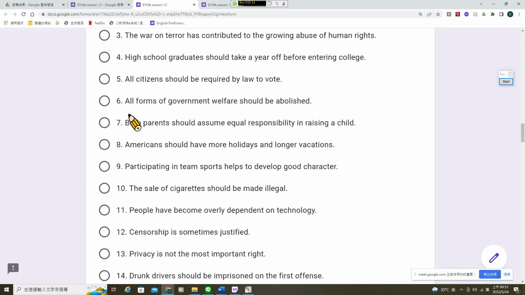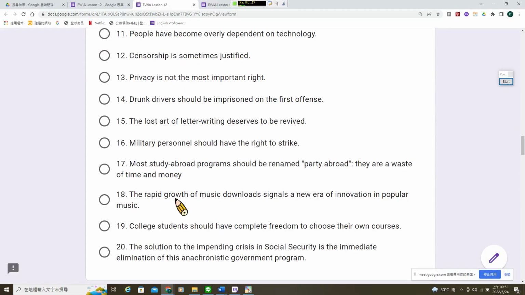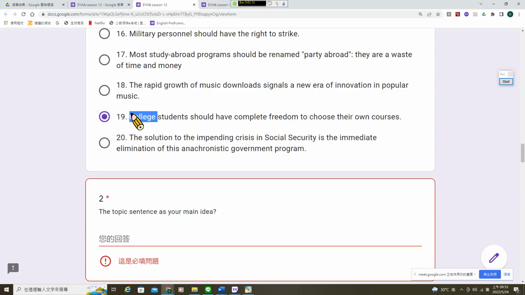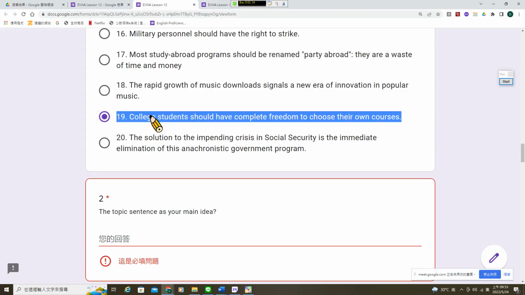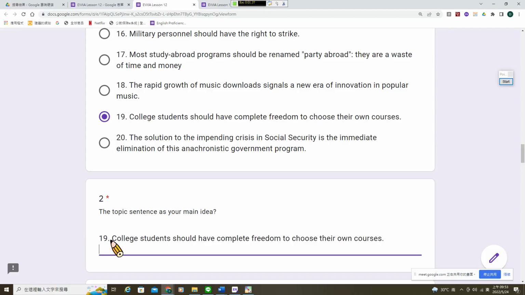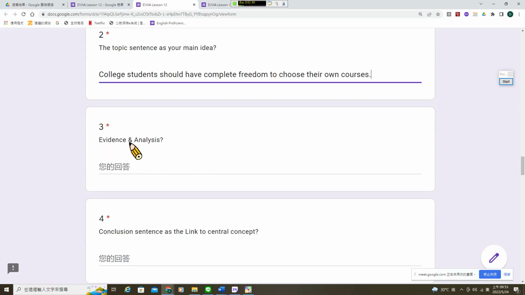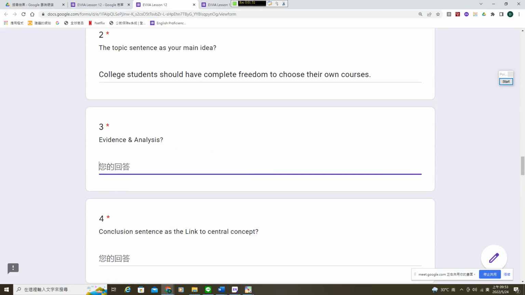So we have 20 topic sentences for you to choose. You can choose any one of them. Choose one. And then once you choose it, you type the topic sentence here. For example, if you choose this one, so this will be your topic sentence. So this is your topic sentence. And once you have the topic sentence, then you continue to provide evidences and analysis here, with a conclusion sentence as the link to the central concept.